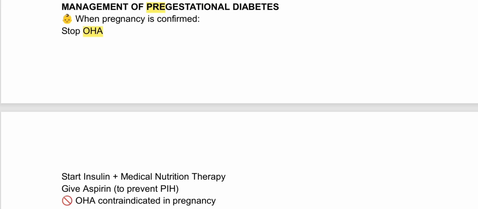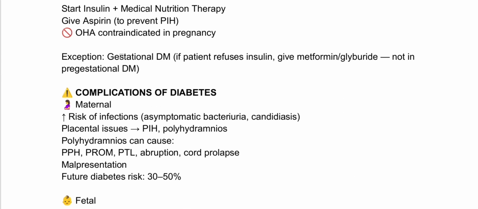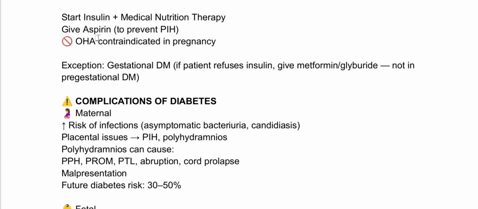Management of pre-gestational diabetes. When pregnancy is confirmed, we will stop the oral hypoglycemic agent and start insulin plus MNT. We will give aspirin to prevent PIH. And remember, OHA is contraindicated in pregnancy.